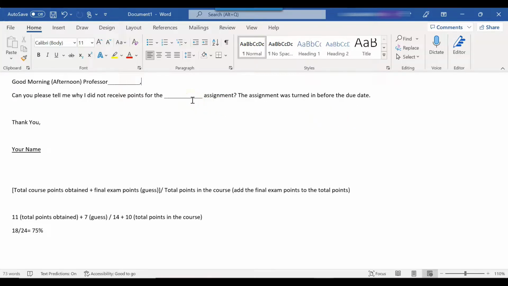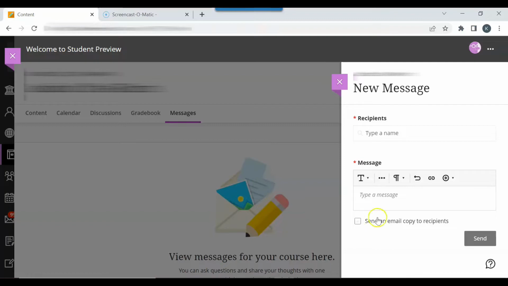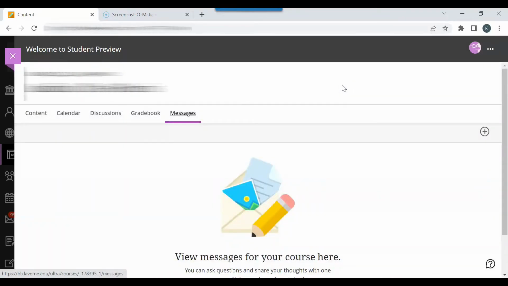Make sure you specifically state the name of the assignment. Thank you, your name. Then you press Send. It is best not to send the professor messages after 5 p.m.